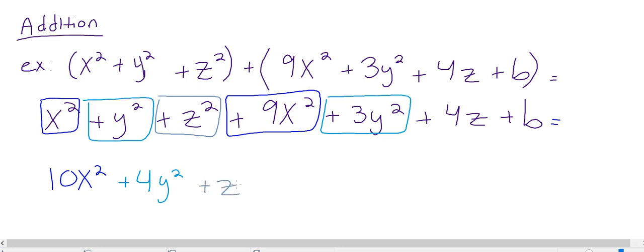So plus z squared. Now let's see, what else do we have? Now we have the 4z. Is there any other z term, a z to the 1? There are no more. It stays by itself, plus 4z. And then b is the last one that wasn't added to anything, and therefore this just becomes plus b. And this is the answer to the question, 10x squared plus 4y squared plus z squared plus 4z plus b.